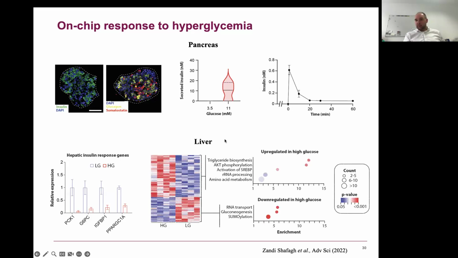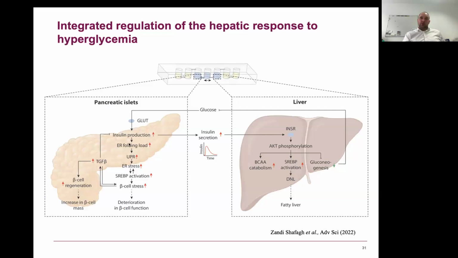And this can also be validated, this year as one example, by RNA sequencing. So we see that in high glucose, upregulation of triglyceride biosynthesis, AKT phosphorylation, also that we validated by Western blot, and so on. So overall, that allowed us to reconstitute a network of interactions. So glucose elevations result in insulin production. We then also see an increased ER folding load, unfolded protein response, ER stress. So all of those factors that have been reported in islets already many years ago at the molecular level as a response to hyperglycemia. The insulin, we can profile the insulin dynamics and kinetics.